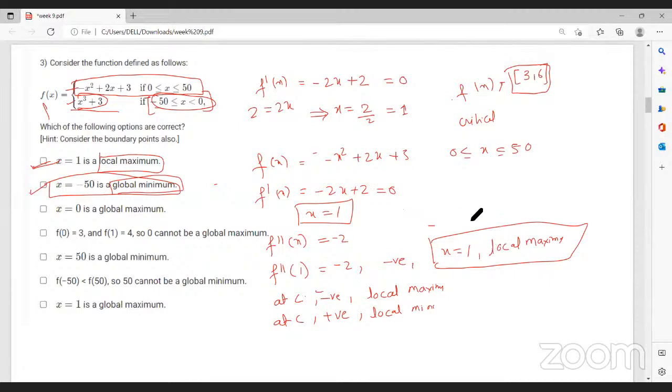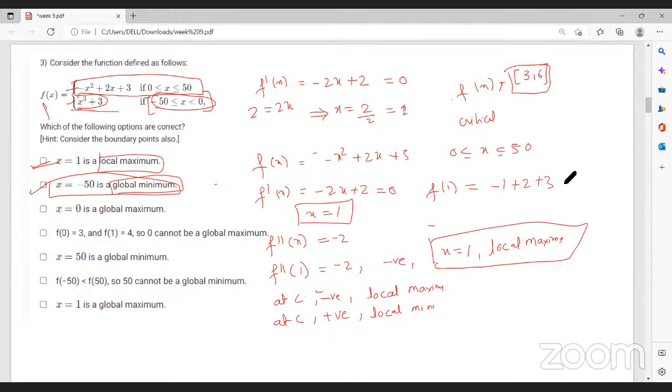Now, in order to find out whether it is a global maxima or not, if we put x equals to 1 in f of x, what will we get? f of 1. This is a critical point, and at this point I am getting the local maxima. So if I put x equal to 1 in f of x, I get the maximum value of this function. So what I get here is -1 plus 2 plus 3.